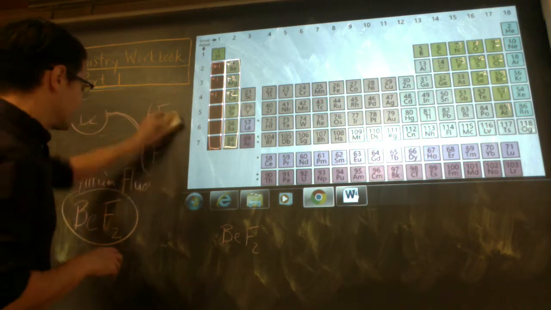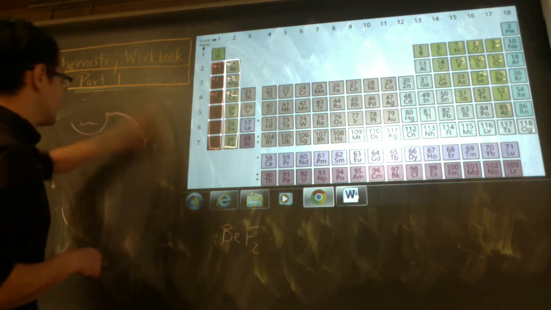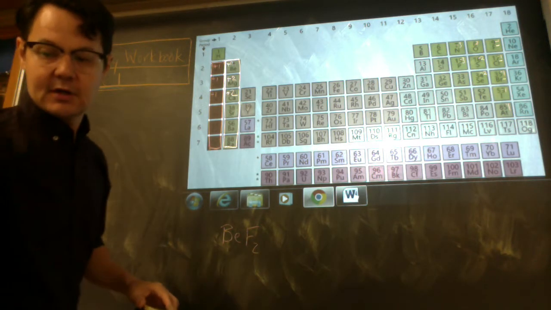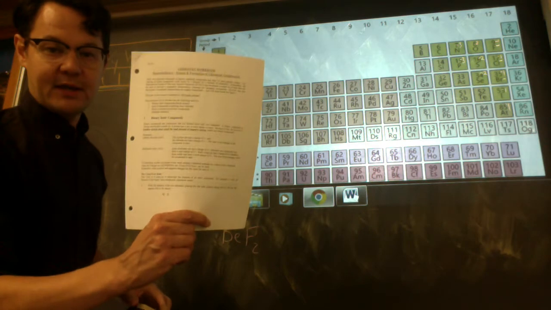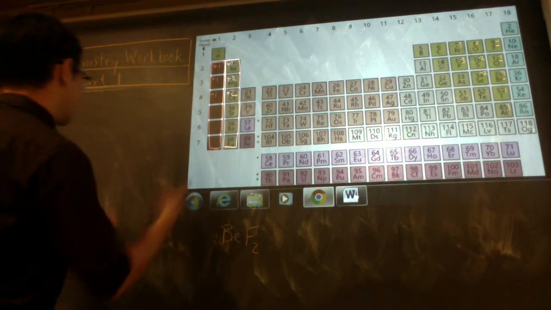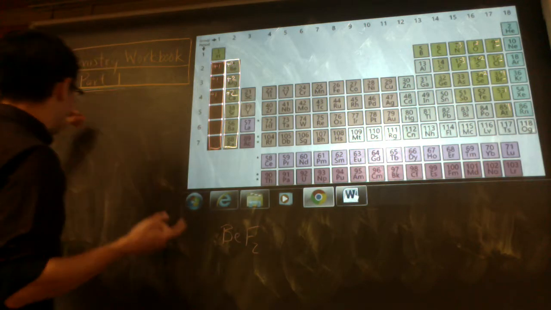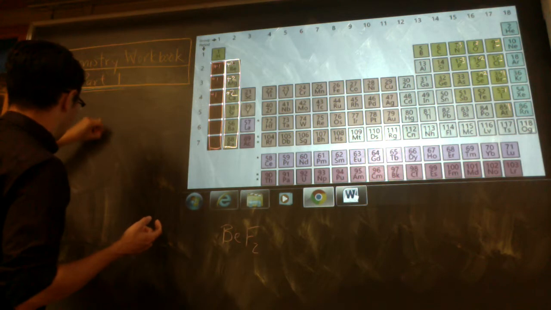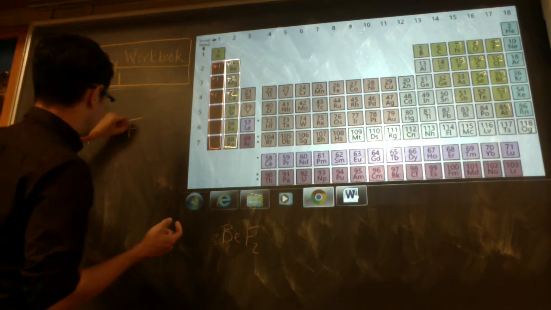And I'm going to do a different way to show how to figure this out. It's called the crossover rule. And if you're looking at your package, you'll see this on the bottom of page one, the crossover rule. And it's a little bit of a shortcut. And it just says, okay, well, I've got beryllium fluoride.